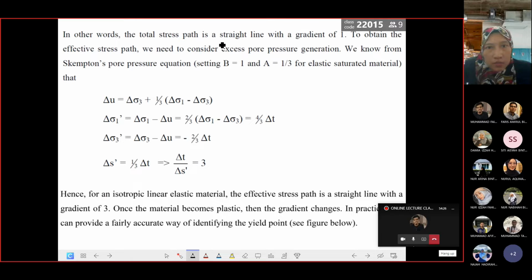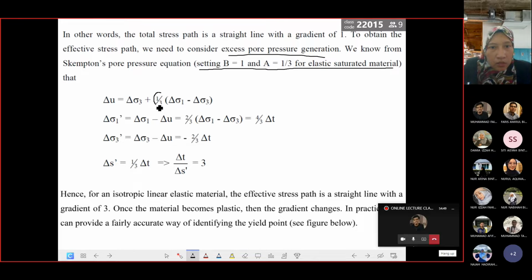Okay, in other words, the total stress path is a straight line with a gradient of 1. To obtain the effective stress path, we need to consider excess pore water pressure generation. We know from the pore pressure equation that B is equal to 1 and A is 1/3 for an elastic saturated material, so that delta U is equal to delta sigma 3 plus 1/3 (delta sigma 1 minus delta sigma 3).